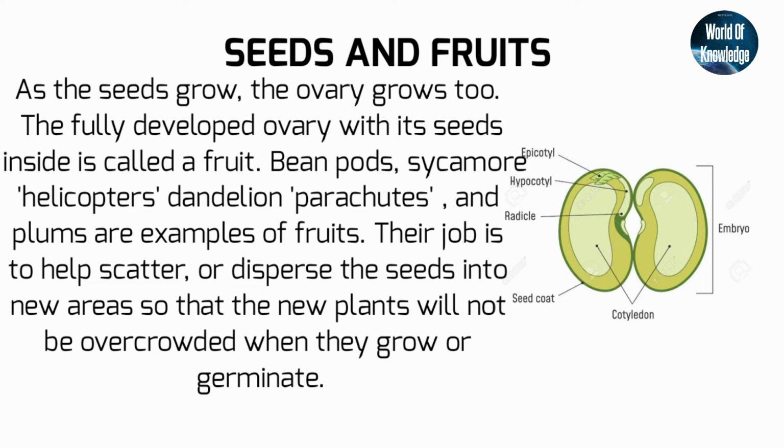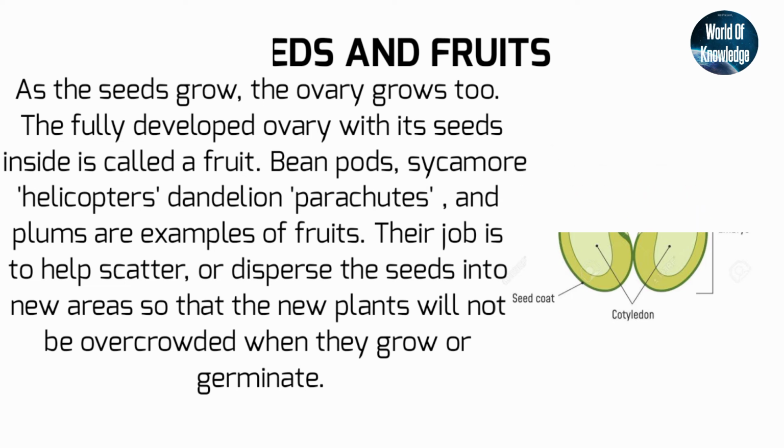As the seed grows, the ovary grows too. The fully developed ovary with its seed inside is called a fruit. Bean pods, sycamore helicopters, dandelion parachutes, and plums are examples of fruits. Their job is to help scatter or disperse the seeds into new areas so that the new plants will not be overcrowded when they grow or germinate.